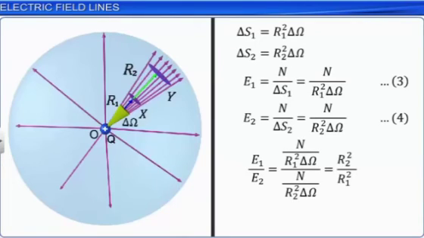Hence, we can conclude that the electric field strength due to a point charge varies inversely with the square of the distance from the charge. From equations 3 and 4, we see that even though the number of field lines n and the solid angle delta omega are the same at x and y, the electric field strength E, which is equal to the number of field lines per unit area, is proportional to 1 by r square, where r is the distance of the point from the charge q.